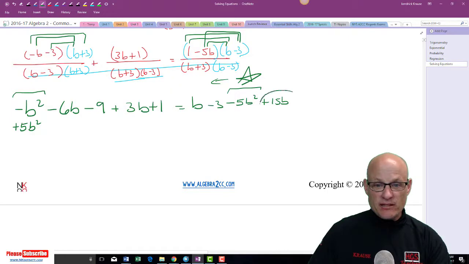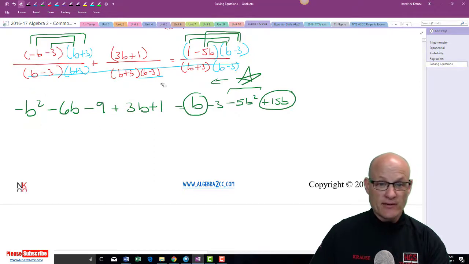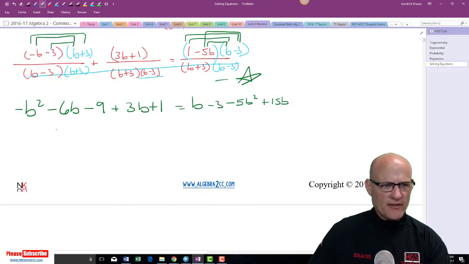Now these make 16b. If you don't like that, you can just go minus 15b minus b and then put all this b stuff together. You know what I think you should probably do before this? You got it. Simplify it. Let's simplify because we got a kind of a mess here. So let's see what we got.